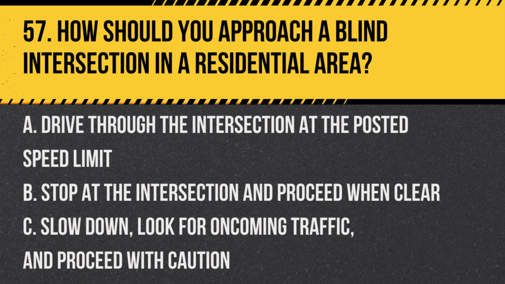Question 57. How should you approach a blind intersection in a residential area? A. Drive through the intersection at the posted speed limit. B. Stop at the intersection and proceed when clear. C. Slow down, look for oncoming traffic, and proceed with caution. Answer C. Slow down, look for oncoming traffic, and proceed with caution. At a blind intersection, it is important to reduce speed and proceed only when you have a clear view of oncoming traffic and it is safe to do so.